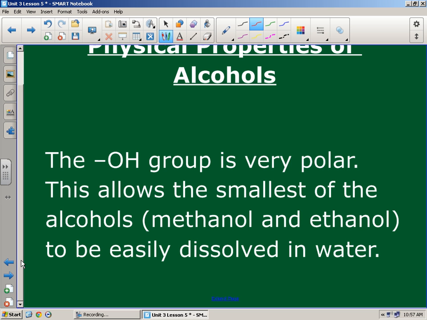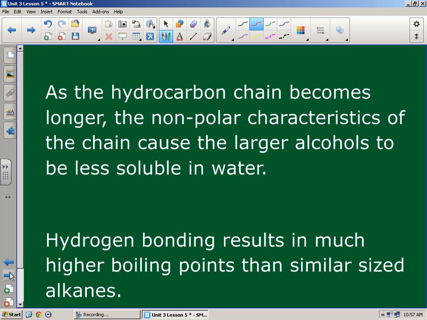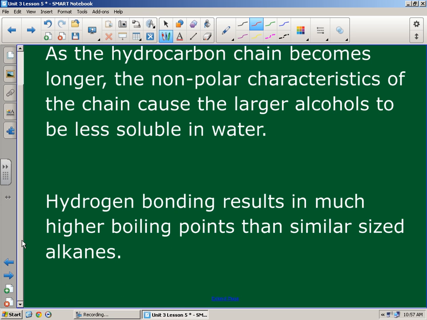So OH is very polar. The smallest alcohols, like methanol and ethanol, are pretty easily dissolved in water. When you get longer, it becomes a little more difficult for that to take place. As the hydrocarbon chain becomes longer, the nonpolar characteristics of the chain cause the larger alcohols to be less soluble in water. So solubility for the lower ones is really good, and as you get the chain longer and longer, it tends to get overridden by the rest of the chain being really nonpolar. CH3, CH2, CH2, CH2, all those are nonpolar parts. The only polar part, of course, is the OH part. So as the chain gets longer, the nonpolar characteristics take over, and they tend to be less soluble in water. Small ones are very soluble, and as you get larger and larger, they become less and less soluble.